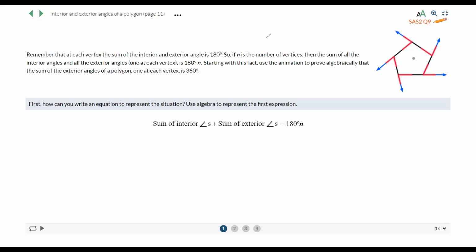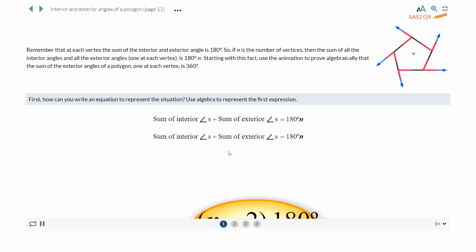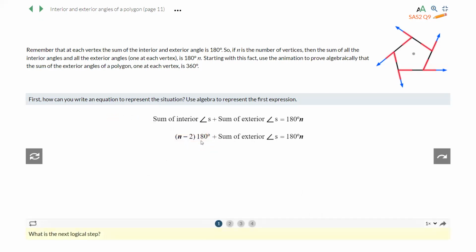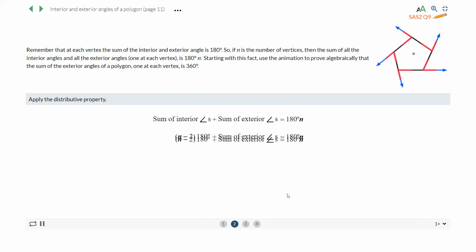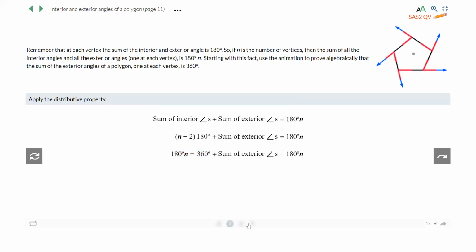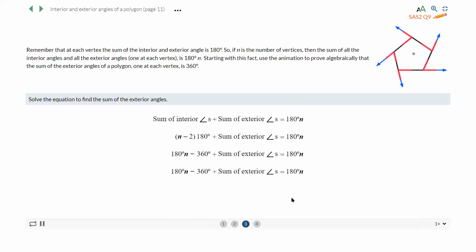And if you follow along with Agile Mind, that is exactly what they're going to do. It's exactly what they do. So the first thing they're going to do is replace the sum of the interior angles with the formula that we used, slightly different order, right? The next thing they're going to do is distribute, distributive property. Just like we did, right?